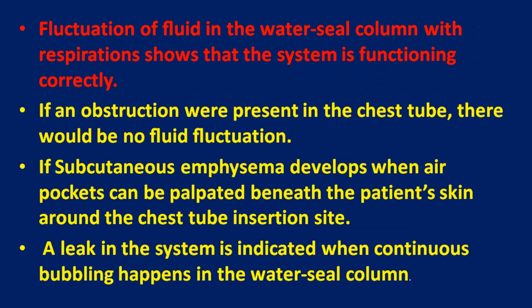Fluctuation of fluid in the water seal column with respirations shows that the system is functioning correctly. If an obstruction were present in the chest tube, there would be no fluid fluctuation. Subcutaneous emphysema develops when air pockets can be palpated beneath the patient's skin around the chest tube insertion site. A leak in the system is indicated when continuous bubbling happens in the water seal column.